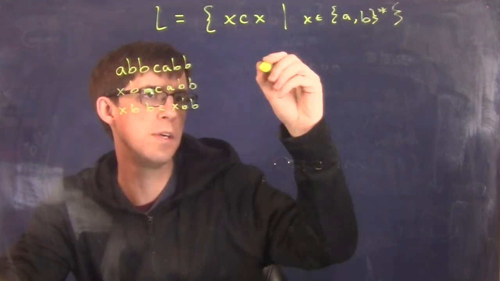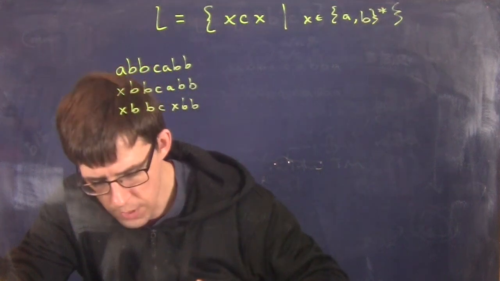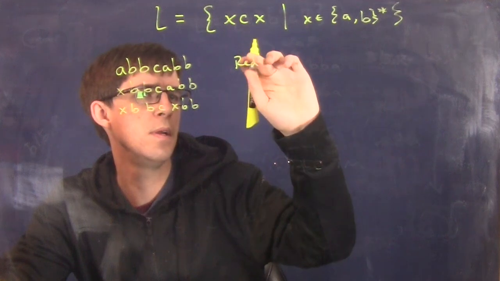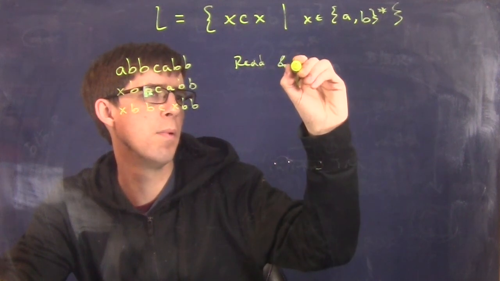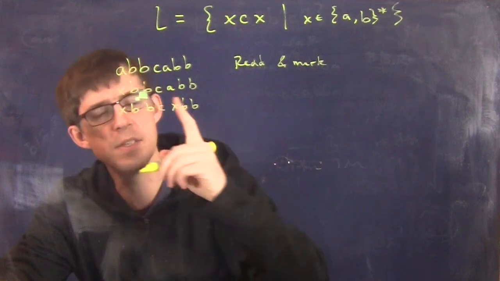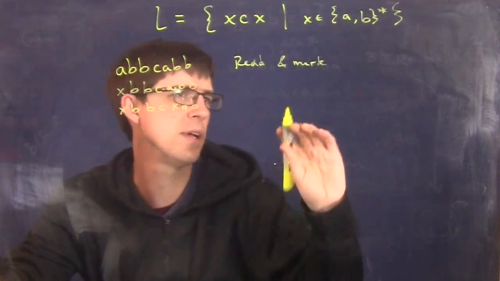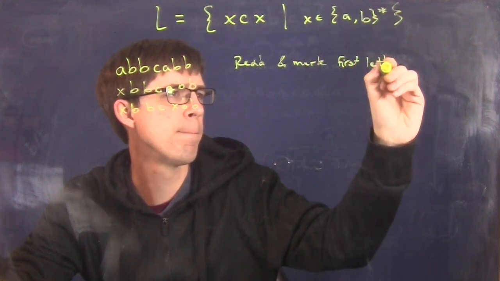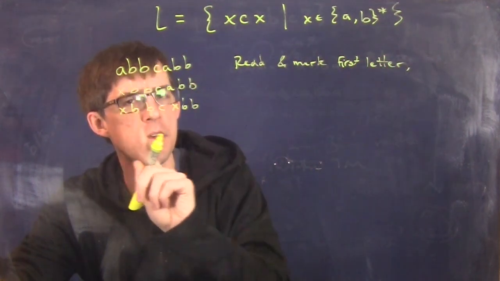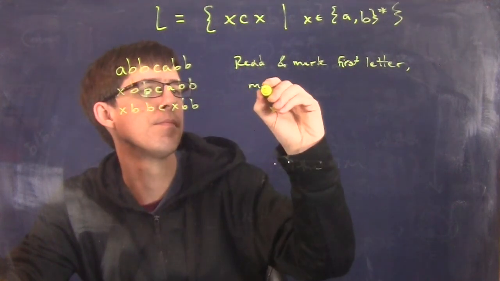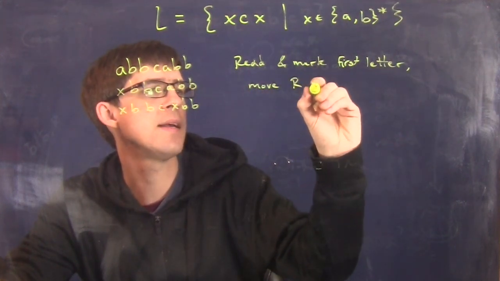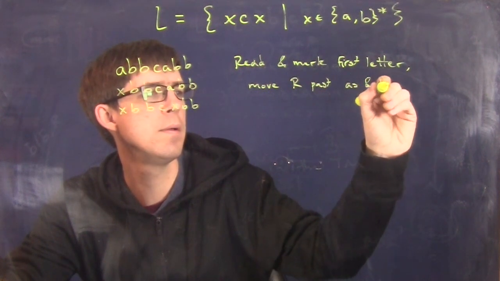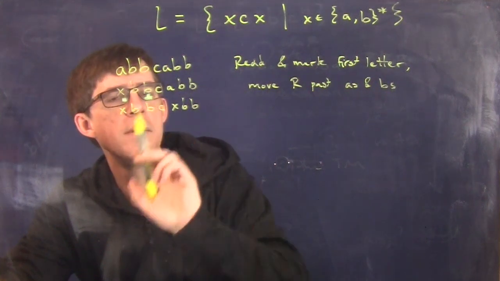All right? So if I were to write this in words, what I would say is you read and mark the first letter. By mark, in this case, I just mean turn it to an X. You could put the bar on it, but it's not necessary. So read and mark the first letter. And then you move yourself to the right, past any A's and B's, right? You're going to move yourself to the right until you hit the C.